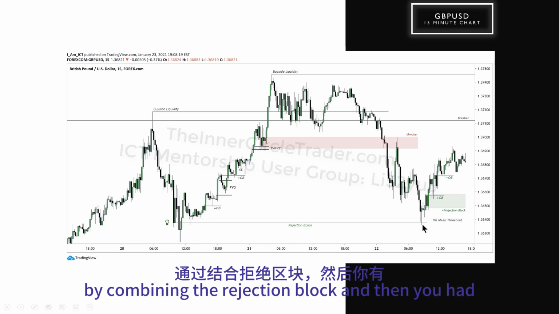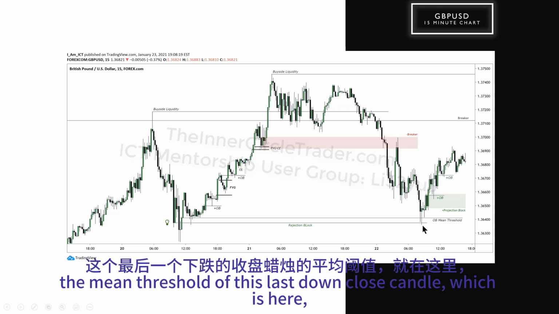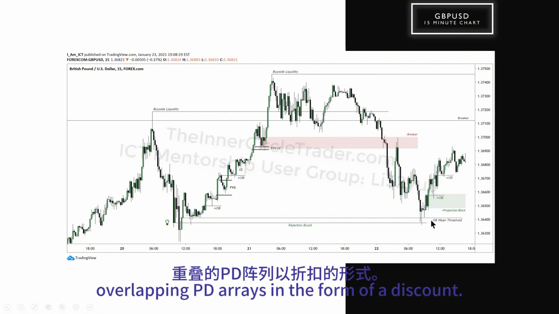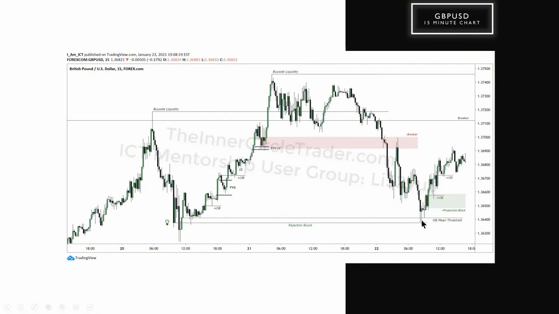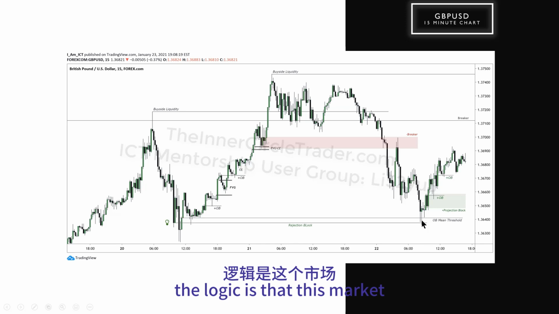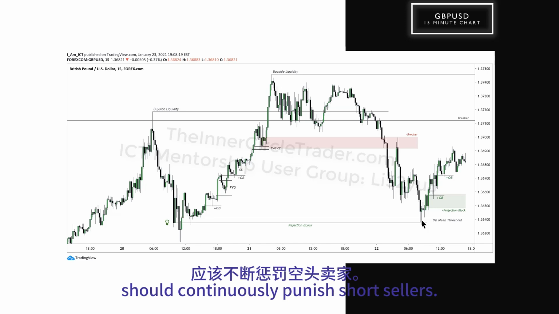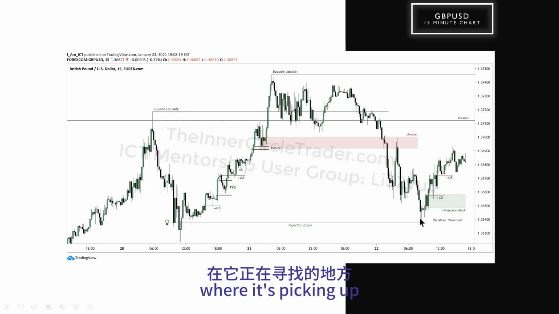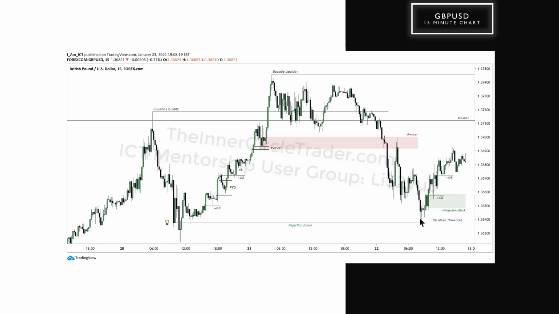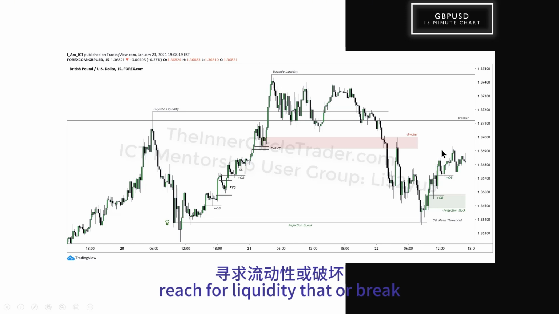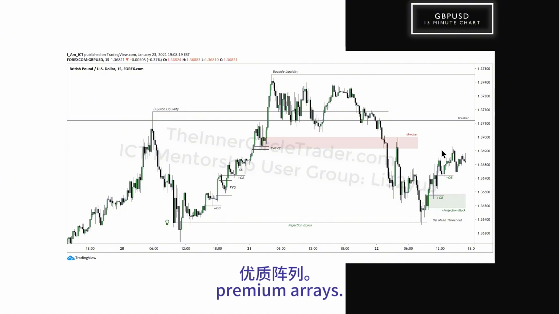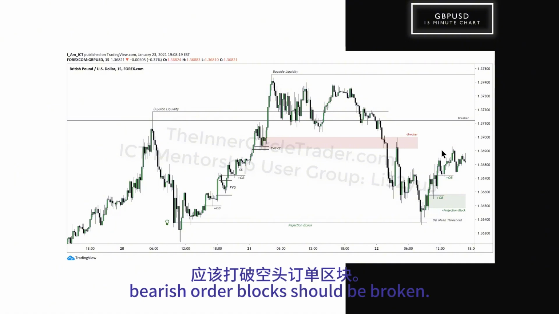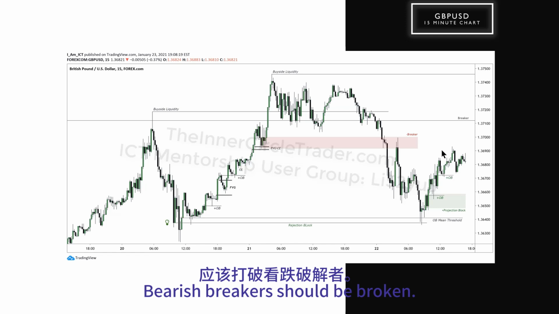So by combining the rejection block and the mean threshold of this last down close candle, which is here, we have overlapping PD arrays in the form of a discount. The logic is that this market should continuously punish short sellers. It's going down to areas where it's picking up orders to go long, and when it does, it should reach for liquidity or break premium arrays. In other words, bearish order blocks should be broken. Bearish breakers should be broken.